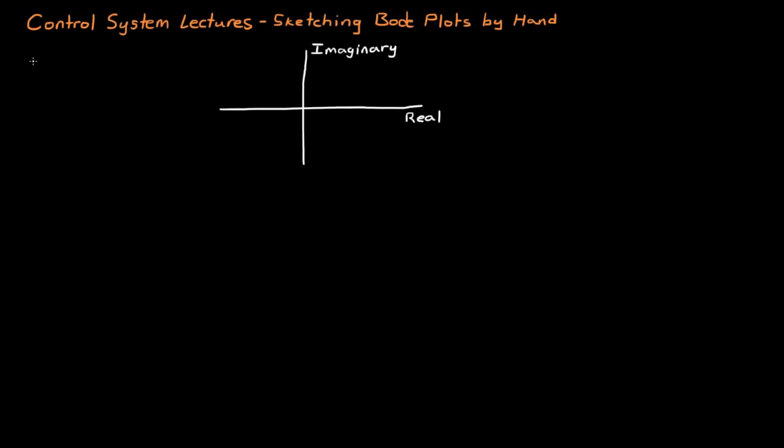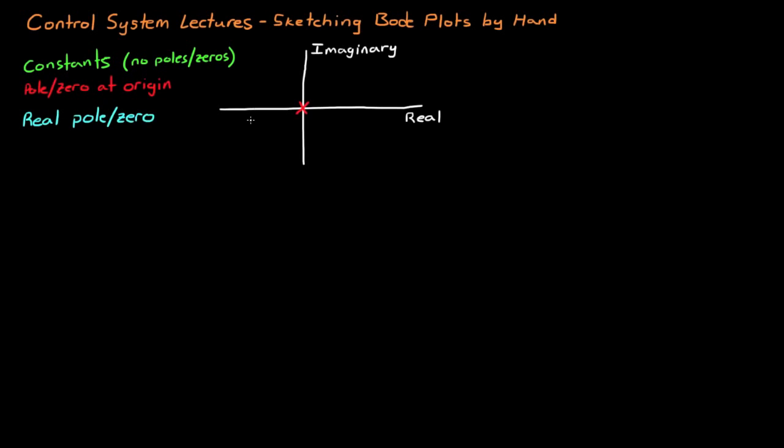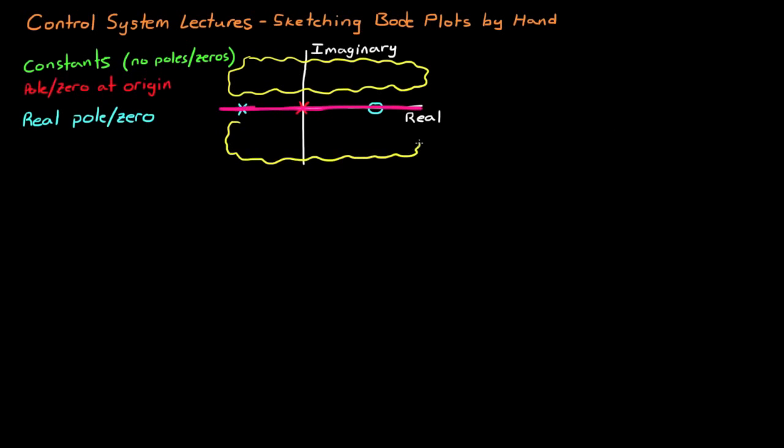We've already covered transfer functions that are constants, which is a transfer function that has no poles or zeros. And we've also covered transfer functions that have a real pole or zero at the origin. And the last video covered transfer functions that have real poles or zeros that aren't at the origin. So far, all of our discussions have been about poles and zeros that lie somewhere along this real line. None have ventured out into the imaginary realm, until now.